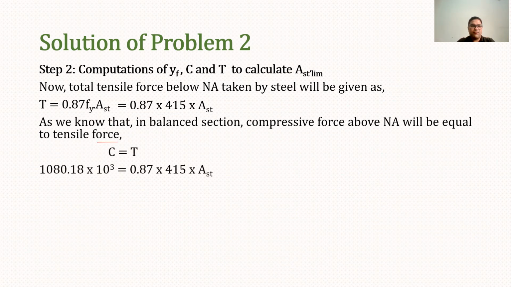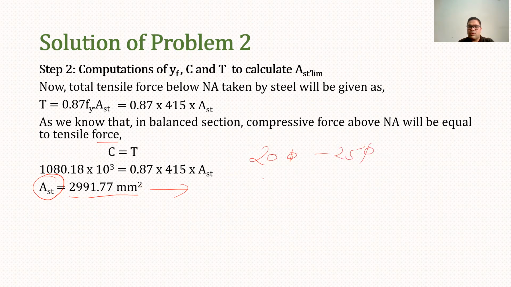So equating C and T, we get AST as 2991.7 mm square. So this is how we find out the AST limiting. Now we can distribute this area into the number of bars. In that case, we have to assume the dia of bar. The dia of bar can be any dia. It may be 20 dia, or it can be 25 mm dia, but basically the dia of bar should be above 12 mm dia, because that is the basic requirement of the dia of bar to be used in the beam. So minimum dia of bar to be adopted is 12 mm dia.